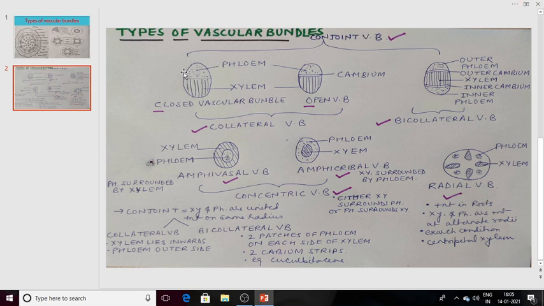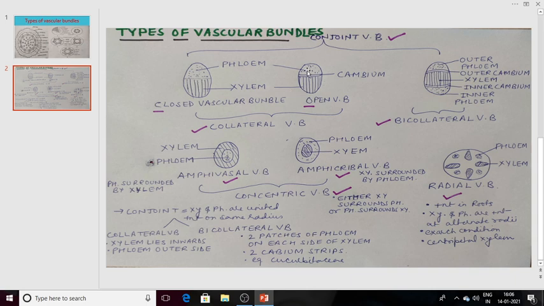In this diagram you can see that there is a bundle, or you can call this a fascicle also. In some books the term fascicle is used. In this fascicle you can see the upper tissue is known as phloem and the lower tissue is known as xylem, which is shown in the shaded portion. When phloem and xylem are situated in this arrangement in a fascicle, it is known as a closed vascular bundle, because the cambium strip is absent.